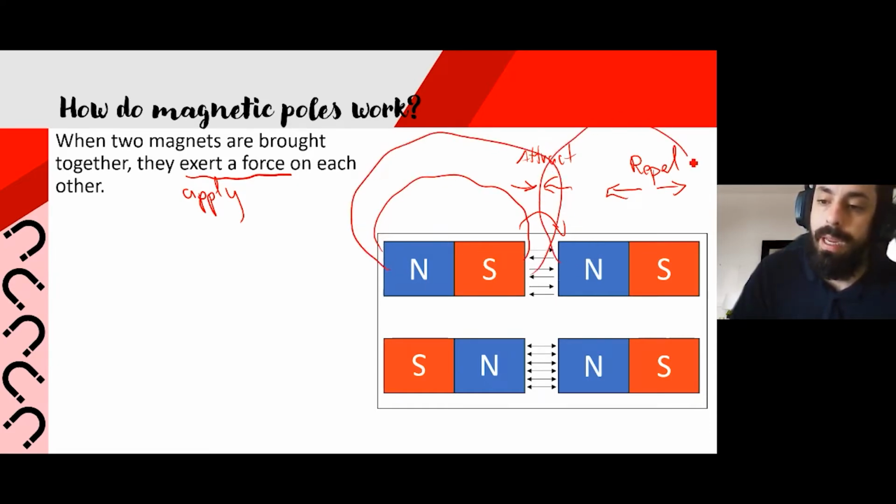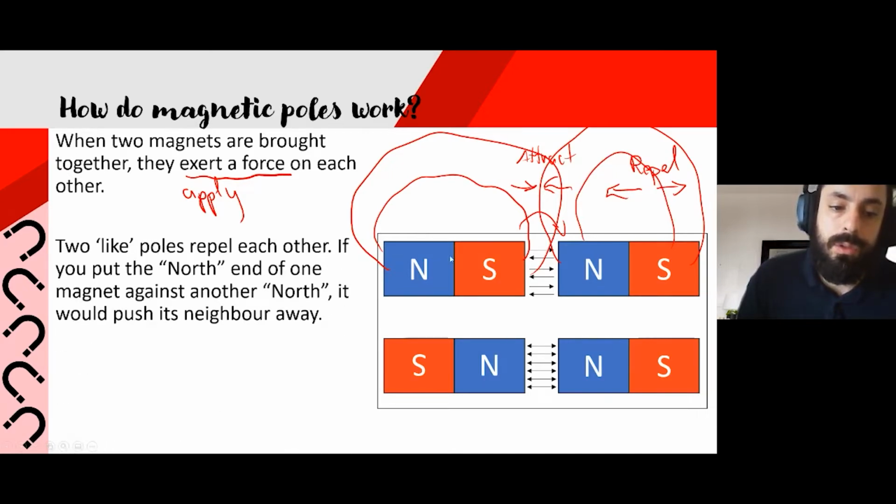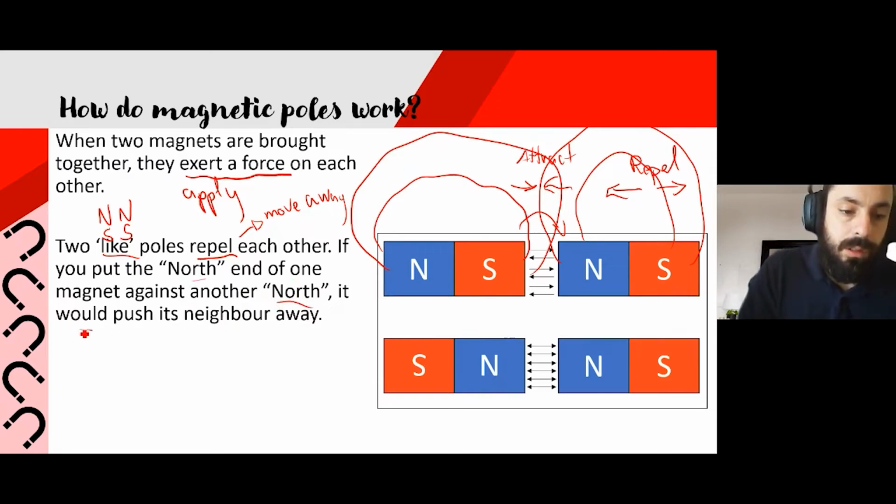So when they interact, what's happening? Well, when 2 like poles meet, like means either north and north or south and south, they repel. Remember that repel is move away. Okay, perfect. So you put north against another north, they will push the other magnet away.